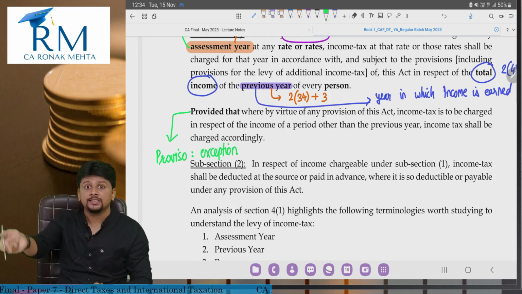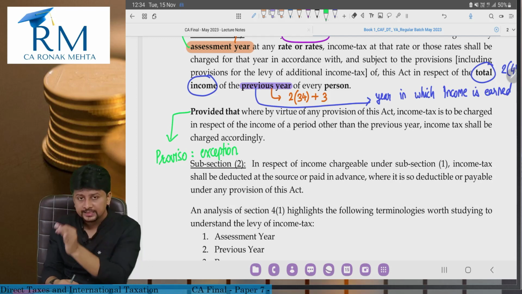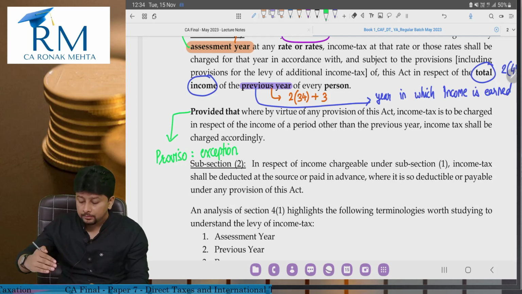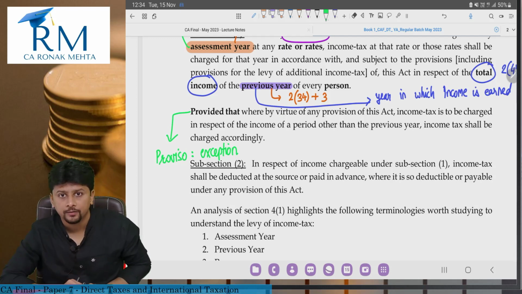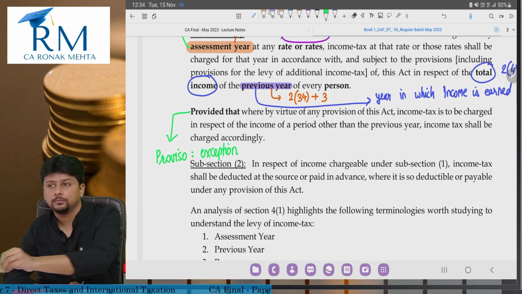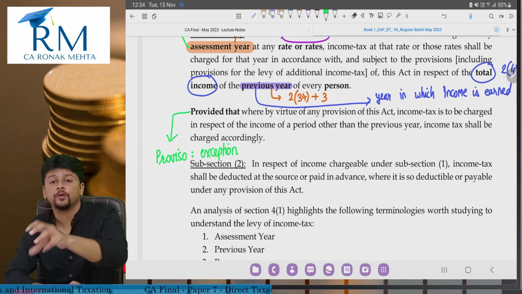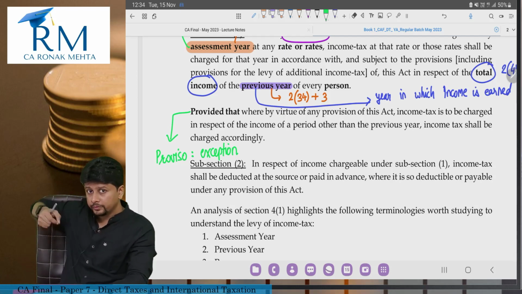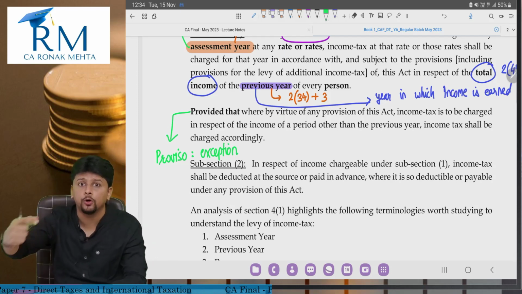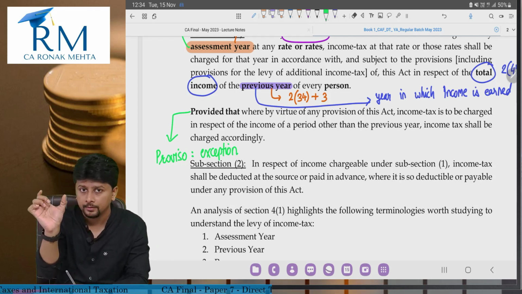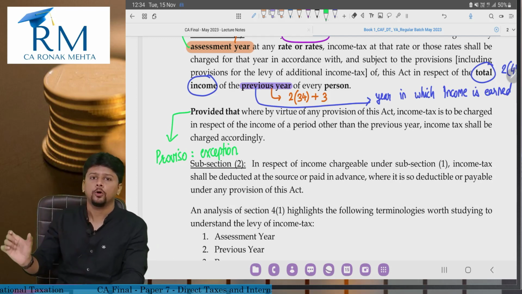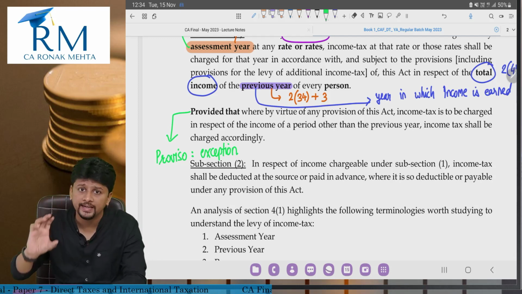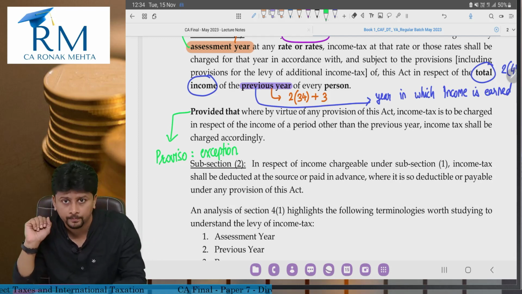Sometimes there are many exceptions created. So the first exception created will be provided that. Then there will be a second paragraph, provided further that this. And if there are more than two exceptions, then the third, fourth, fifth, sixth exception will be provided also. So a provided paragraph is a proviso.